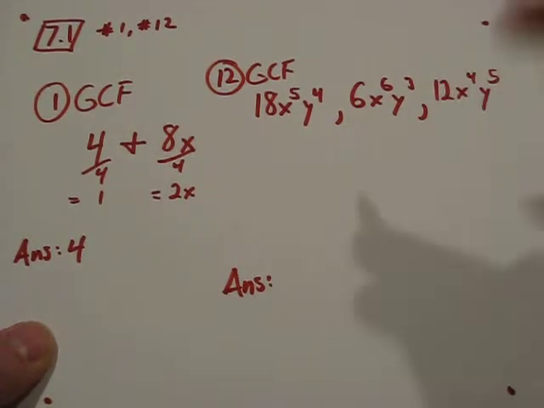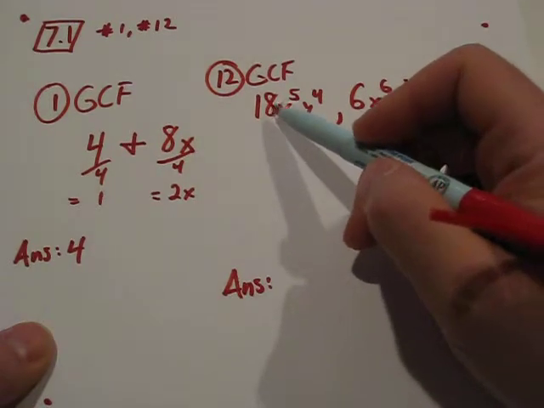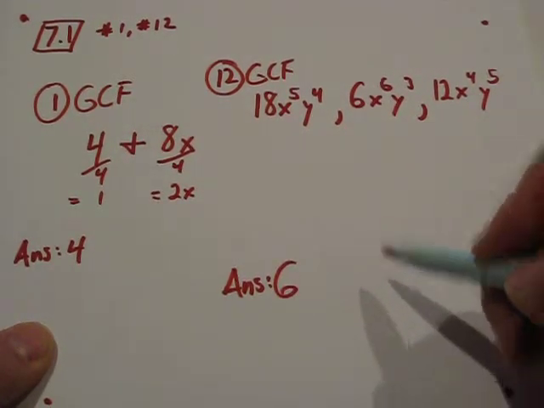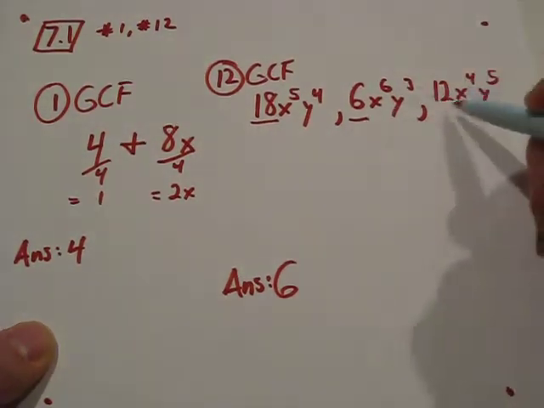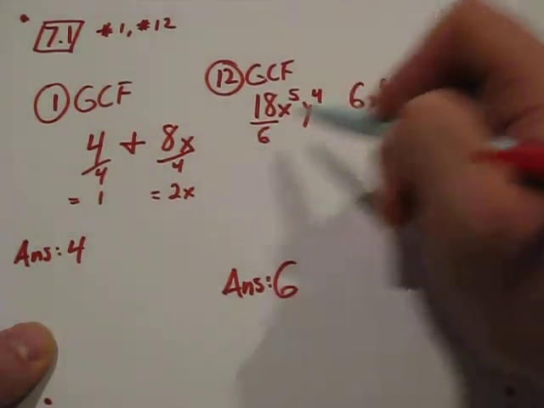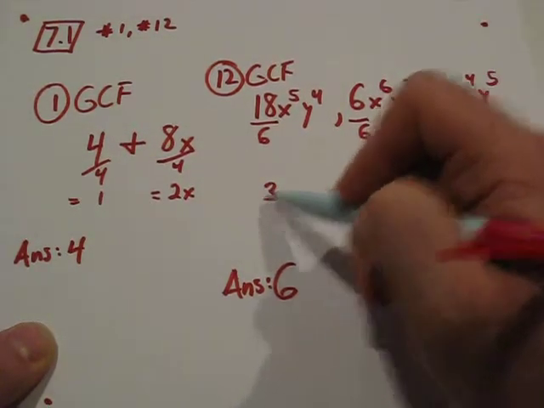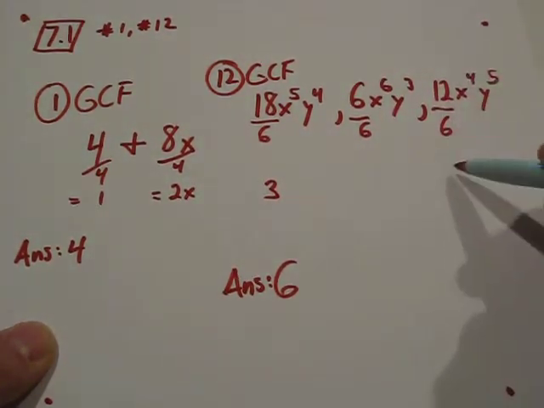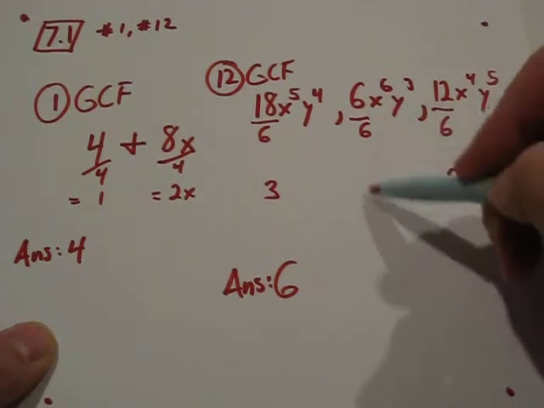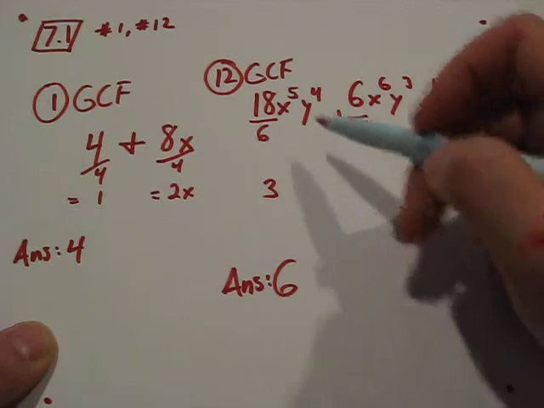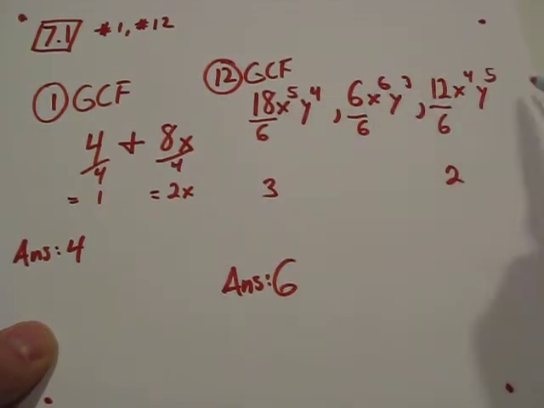The first thing we're going to do is take a look at the number that can divide 18, 6, and 12 evenly. And that would be the number 6. Because if I divide each of these by the number 6, this gives me an answer of 3, 1, and 2 respectively. Now you'll notice I did not write down the 1 because I will show you that we have to continue on dividing because I have common x's and common y's in each of these three terms.